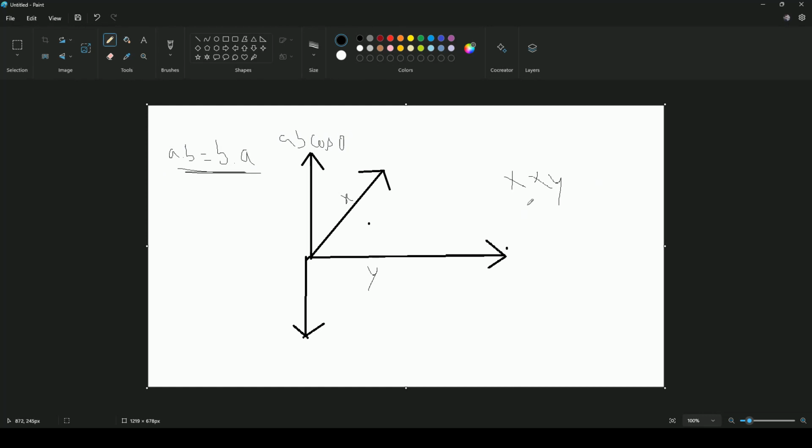But when we look at the derivation of x cross y, we will see why this is happening. So a cross b is not equal to b cross a. And when we are talking about x and y, x cross y is not equal to y cross x. Previously, a dot b was equal to ab cos theta. Similarly, x cross y is equal to xy sin theta.